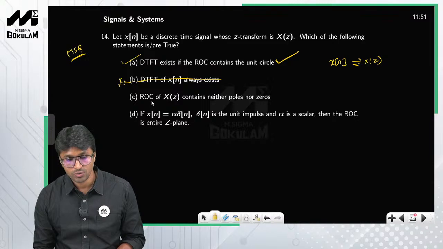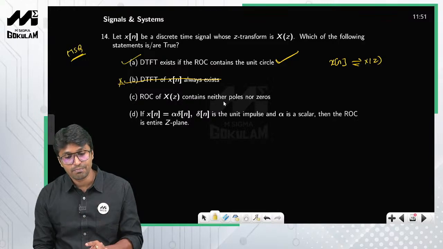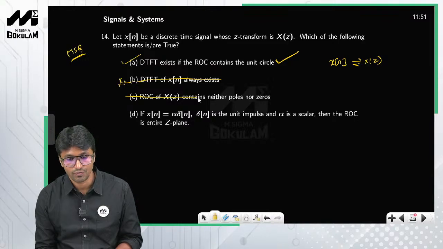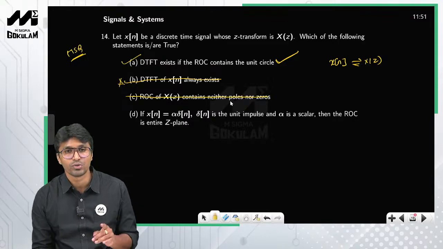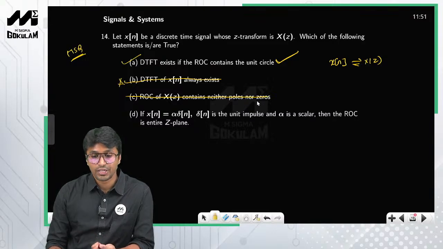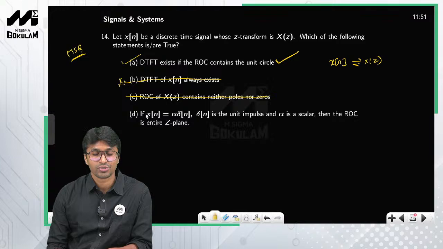ROC of X of z contains neither poles nor zeros. The ROC of X of z should not contain poles, but there is no condition on zeros. So the ROC can contain zeros, and therefore option C is also false. The ROC does not contain poles, that is correct, but there is no restriction for zeros. So the ROC can contain zeros, so option C is false.